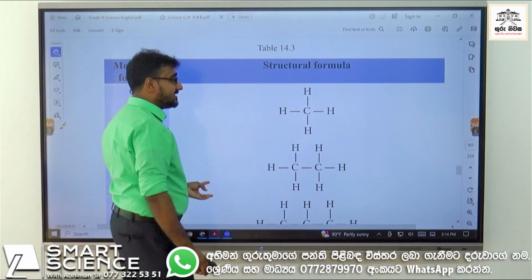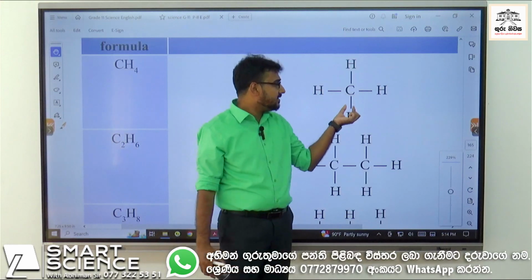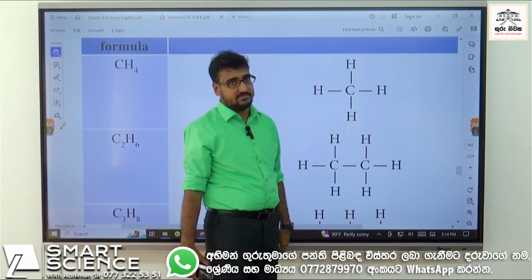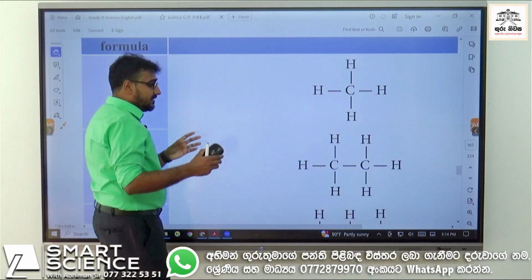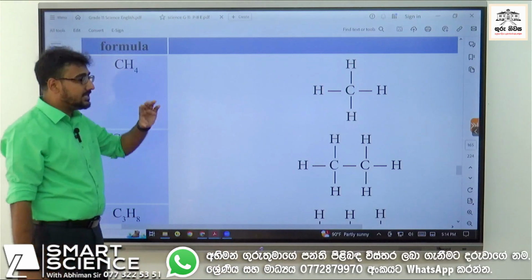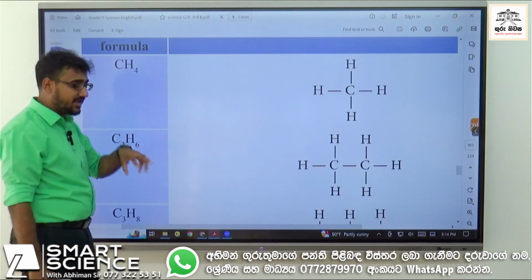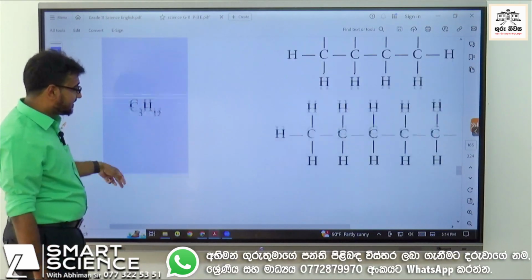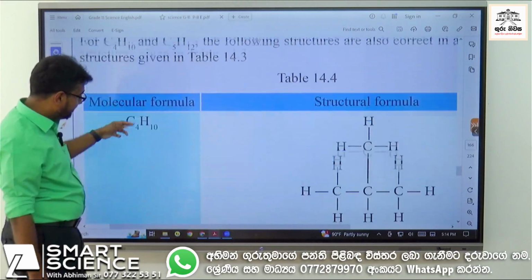A double bond can't be made with one carbon. So alkanes start from n equal to 1. But in the alkene and alkyne, the minimum carbon count should be 2 to create double bonds or triple bonds. So they start from two carbons.